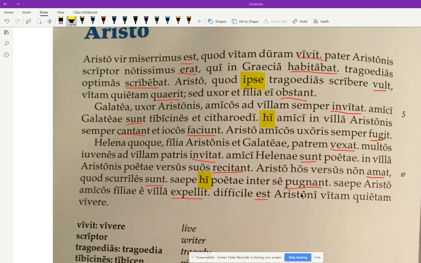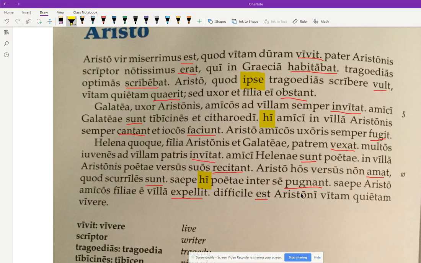Aristo vir miserrimus est. Well, that's a terrible start. Quod vitam duram vivit. Pater Aristonis scriptor notissimus erat, qui in Graecia habitabat. Tragoedias optimas scribebat. Aristo, quod ipse tragoedias scribere vult, vitam quietam quaerit, sed uxor et villa obstant. Sad. So the first verb is est, right?